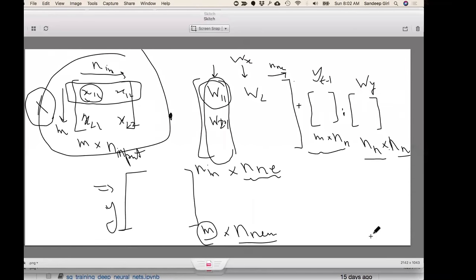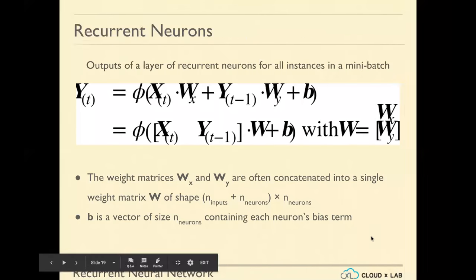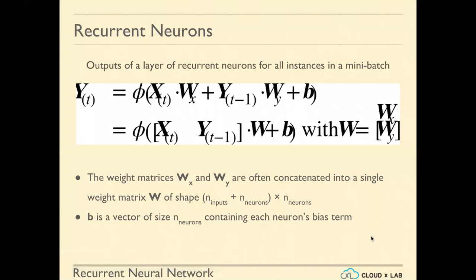All right. So it's a square matrix in the sense that it has the total columns and rows equal. All right. So this is what happens.